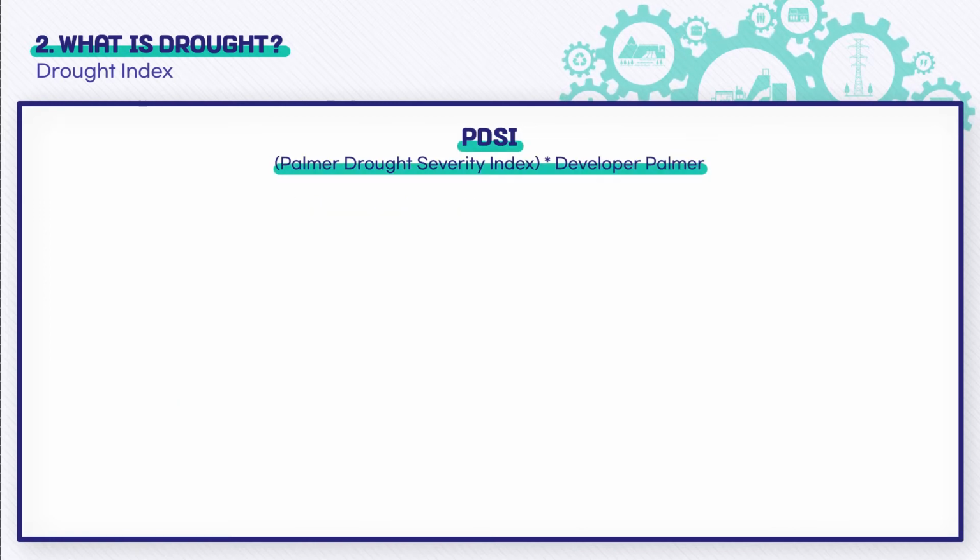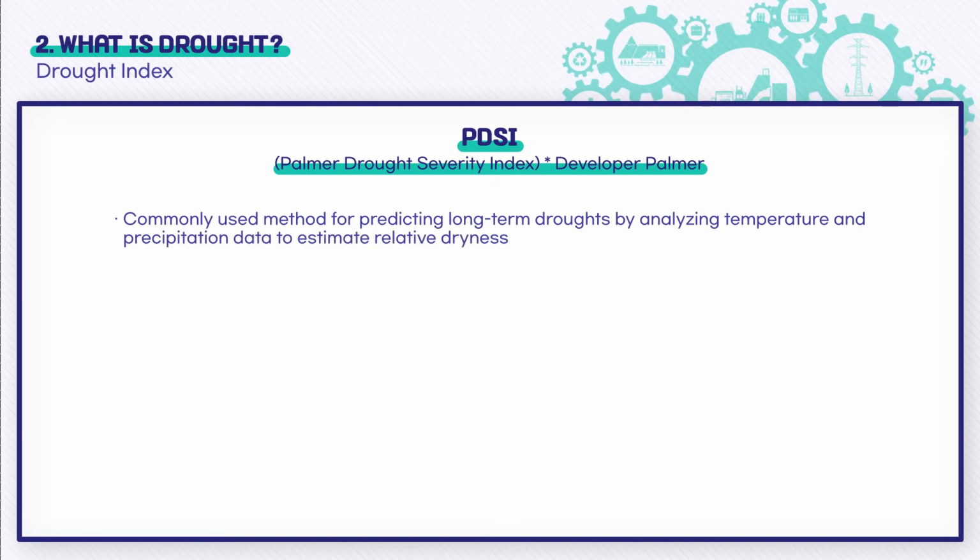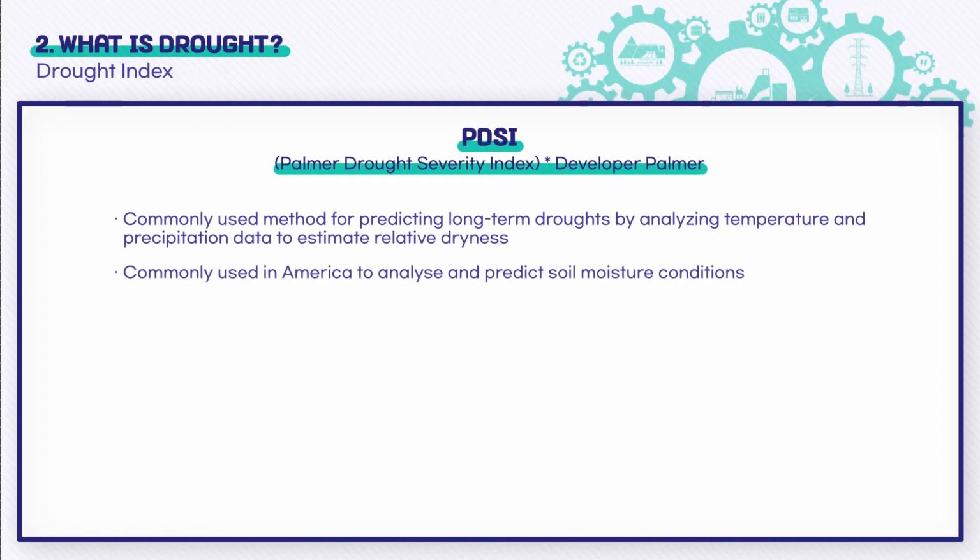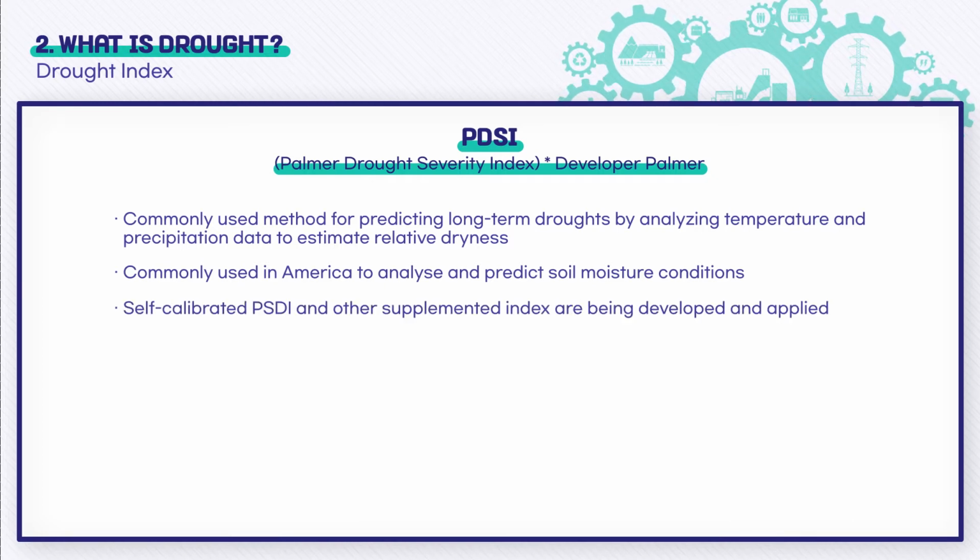Next, let's take a look at another commonly used index, the Palmer Drought Severity Index, PDSI. This method recognizes droughts by analyzing readily available temperature and precipitation data to estimate relative dryness. In general, this method is commonly used in America to estimate soil moisture conditions. Furthermore, self-calibrated PDSI and other supplementary indices are being developed and applied.